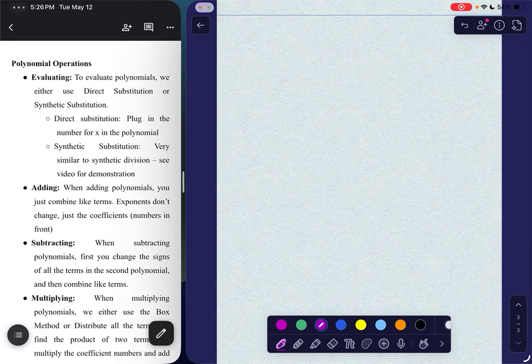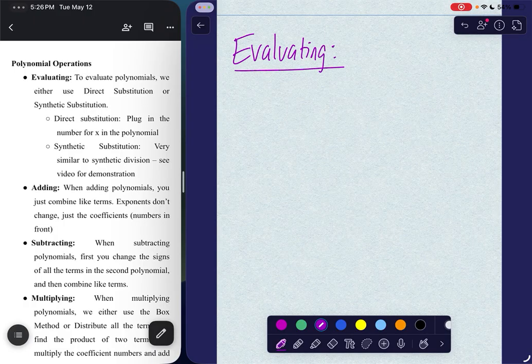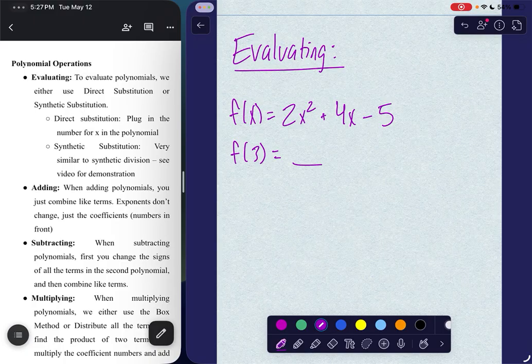And lastly, let's talk evaluating. Remember, there's two ways to do it. The direct way, plugging in, and then the synthetic way, similar to synthetic division. But we don't use all the numbers. The answer is just the last number, but we'll see that in a second. So let's say we have f of x equals 2x squared plus 4x minus 5. And then they say find f of 3 equals what, right?